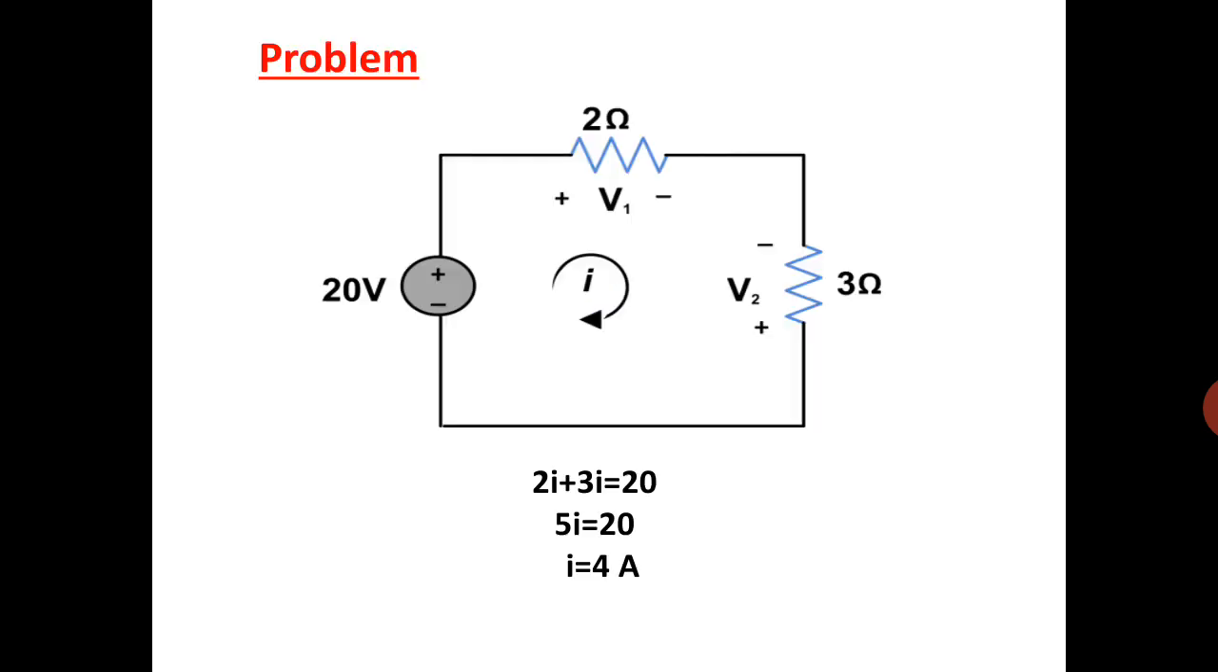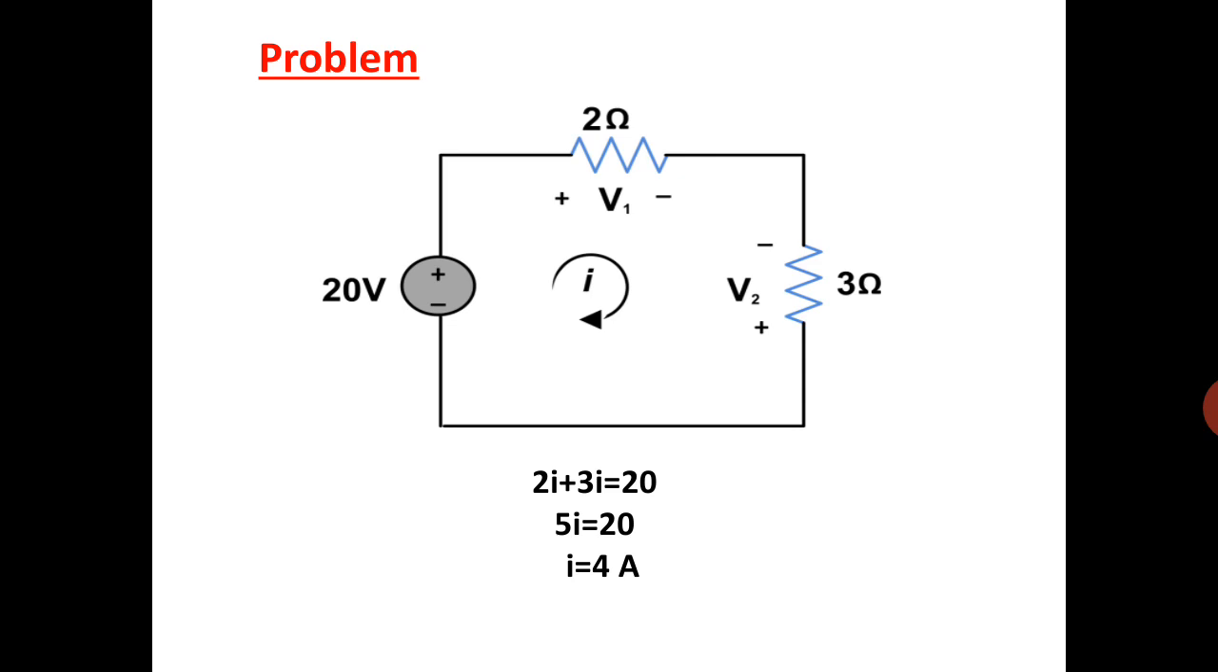Based upon this, here is a problem. You will have a 20 volt source. It is connected to the 2 ohm resistor, again 3 ohm resistor. So it is connecting it. Now sum of potential drop is equal to sum of potential rise. You have the potential drop across the resistor 2 ohm. What is the potential drop? V is equal to IR.